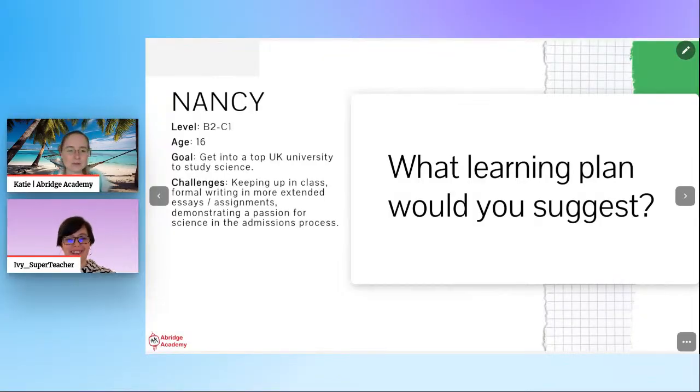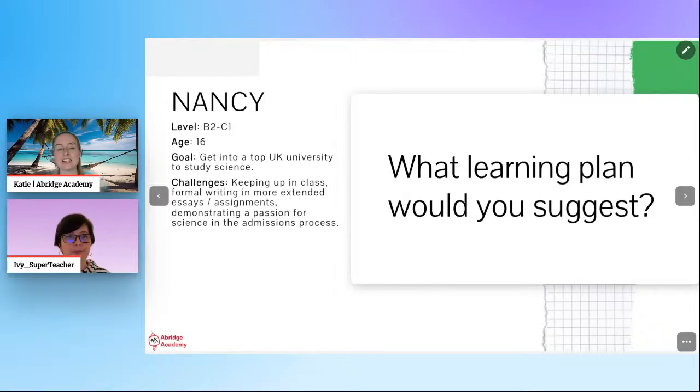Mm-hmm. Okay, we've got a final example here, and this is a slightly older student. I know we had someone in the chat earlier who said they were teaching teens to adults, so maybe this could be a good one to have a think about. And this is another one of my students who has now stopped taking classes with me because she's gone off to university, which is very exciting.